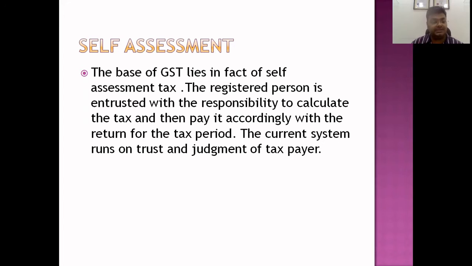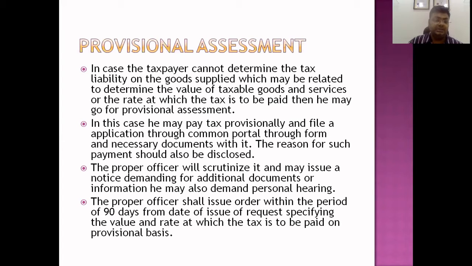So next assessment is provisional assessment. So what is provisional assessment? Like I first talked about self-assessment, where the person himself determines his tax liability and accordingly pays the taxes. It's quite possible that a person cannot determine the tax rate of his goods and services, or if he has determined the tax rate, he cannot determine the value at which he has to pay the taxes. This can be the case because today GST is quite complicated. There are a number of disclosures, a number of tax rates, a number of goods, and it sometimes becomes difficult for a taxpayer to determine the rate and value at which he has to pay the taxes.